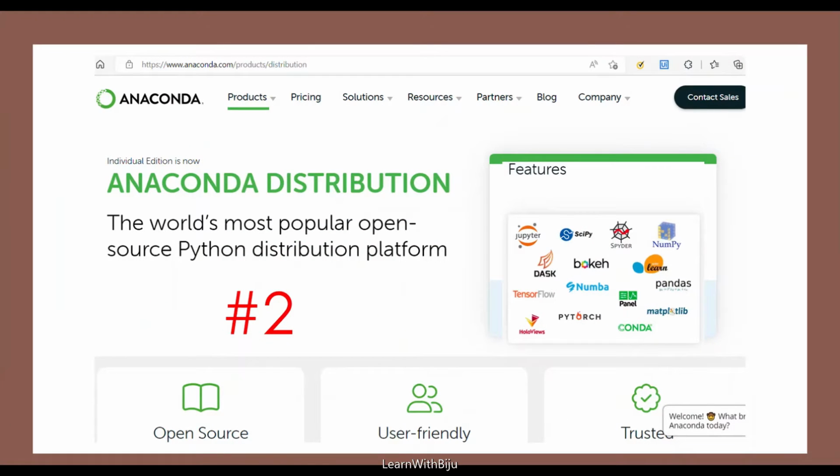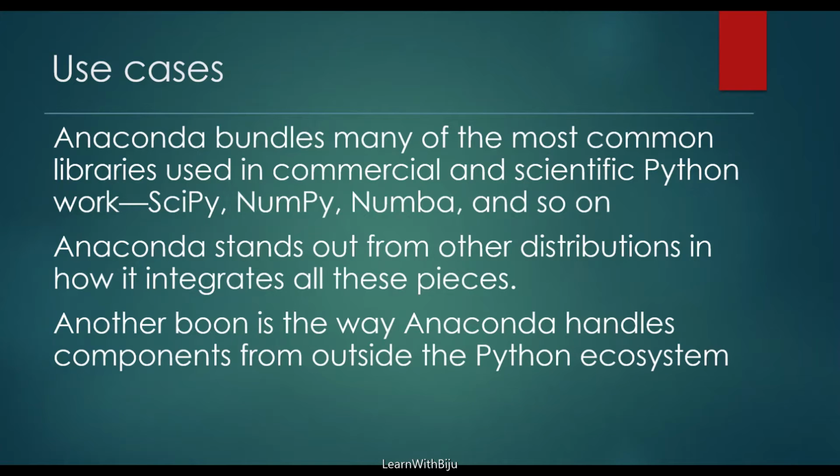Number 2, Anaconda distribution. This is the world's most popular open source Python distribution platform. Anaconda bundles many of the most common libraries used in commercial and scientific Python work: SciPy, NumPy, Numba, and so on. Anaconda stands out from other distributions in how it integrates all these pieces. Another boon is the way Anaconda handles components from outside the Python ecosystem.